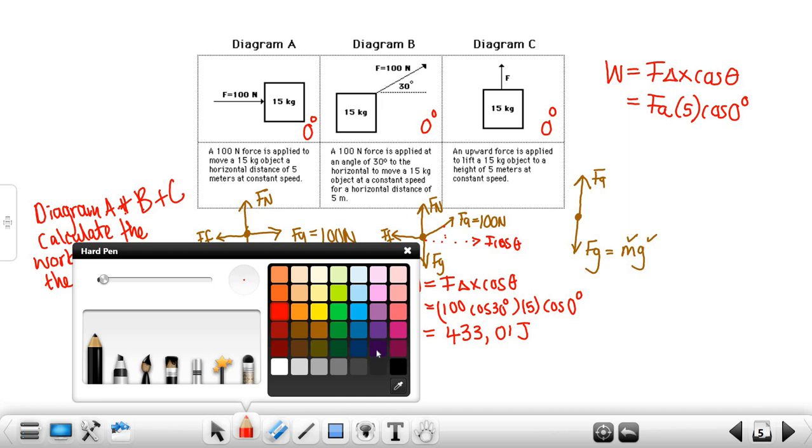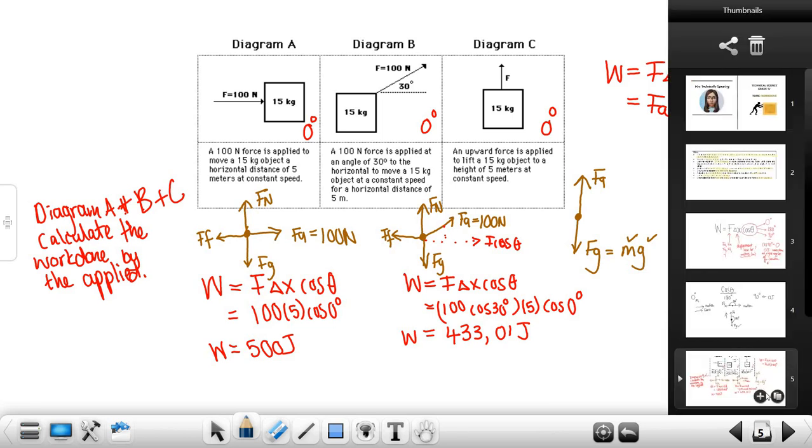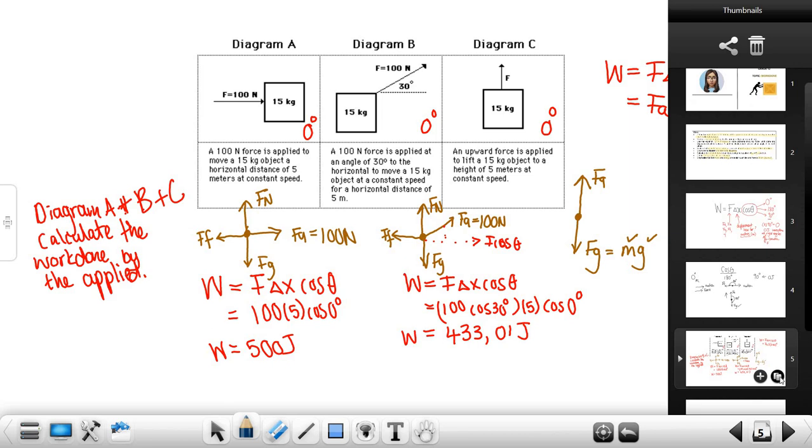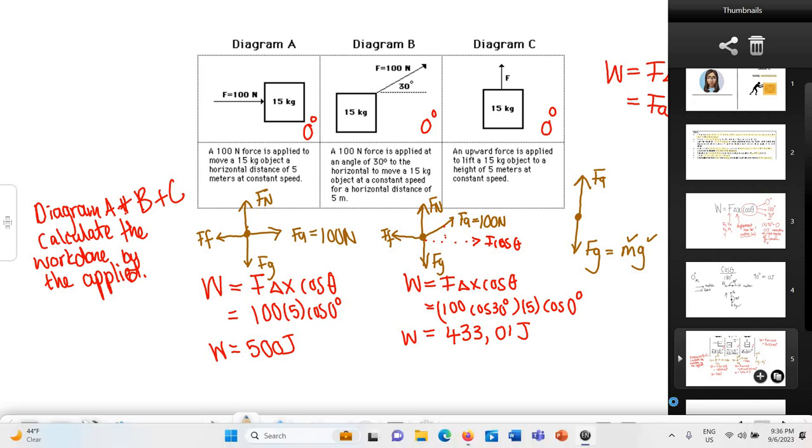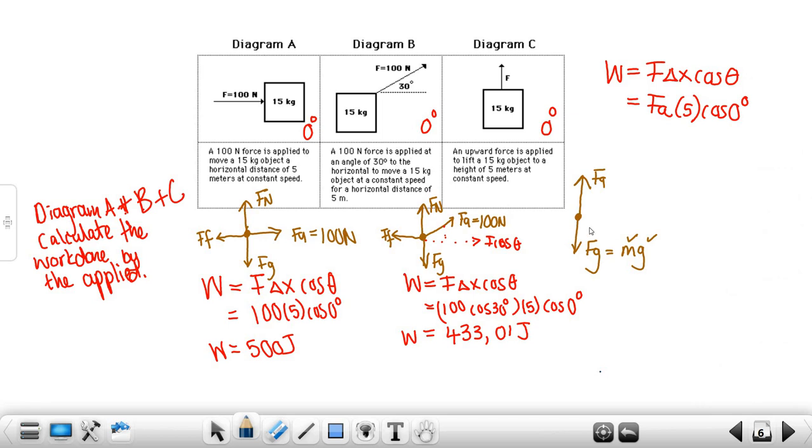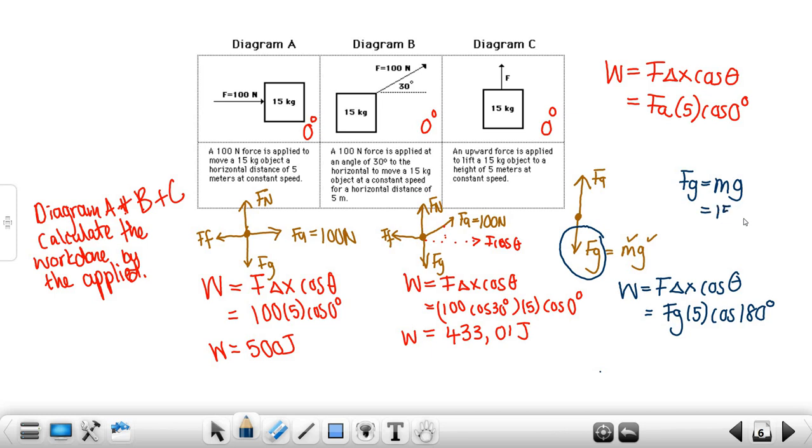When will we use cos 180? We will use cos 180 when the force is in the opposite direction to the direction of motion. So if we have to calculate the work done by Fg here, we'll use 180. So work done by gravitational force in scenario 3 is going to be Fg, it's still moving 5, and then cos 180. Where are you going to get the Fg? You're going to say Fg is equal to m times g, which is 15 times 9.8, and that is 147 Newton. So you can substitute that in now.